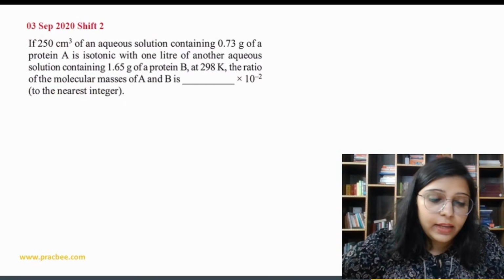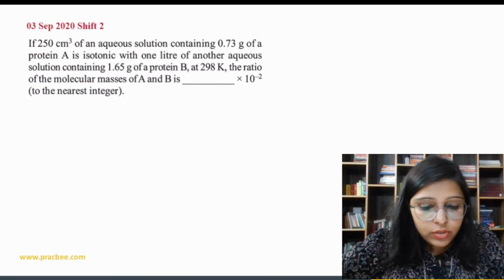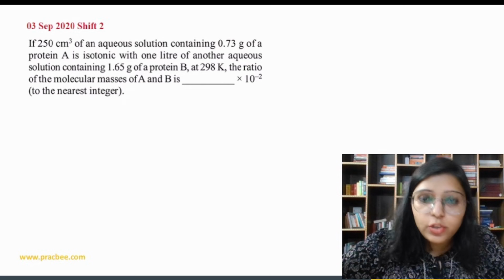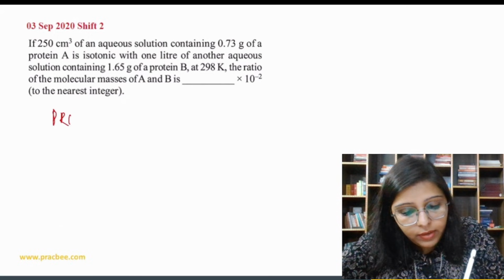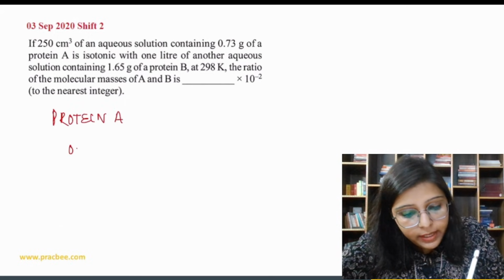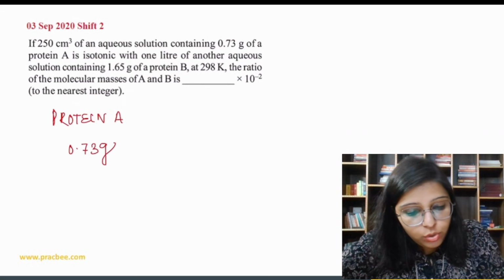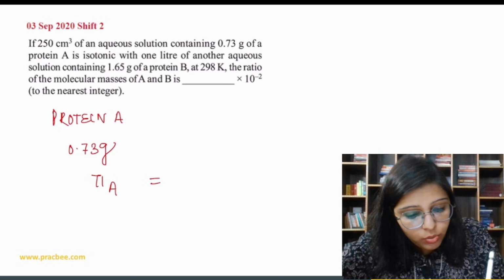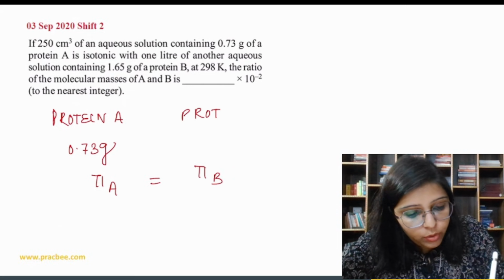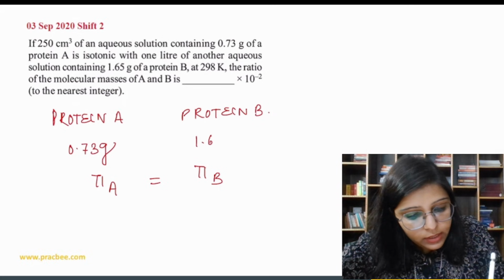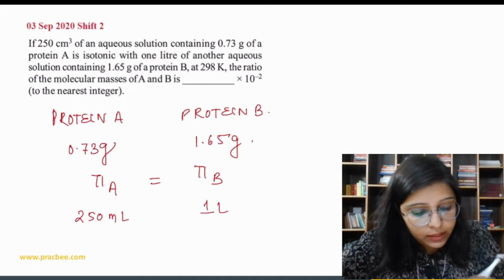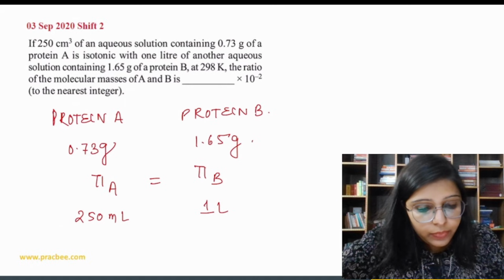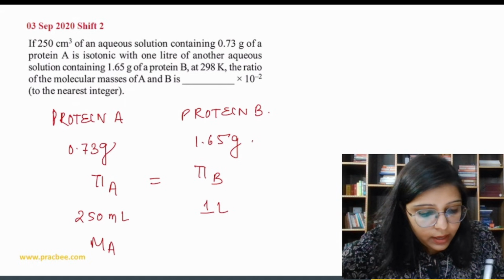Next question says, if 250 centimeter cube of an aqueous solution containing 0.73 gram of a protein A. So here we have protein A, 0.73 gram, is isotonic. It means pi A is equal to pi B. So here we have protein B, which is 1.65 gram. Here 250 ml and here we have 1 liter. Fine, isotonic. So the ratio of molecular mass, Ma upon Mb, we have to find out.